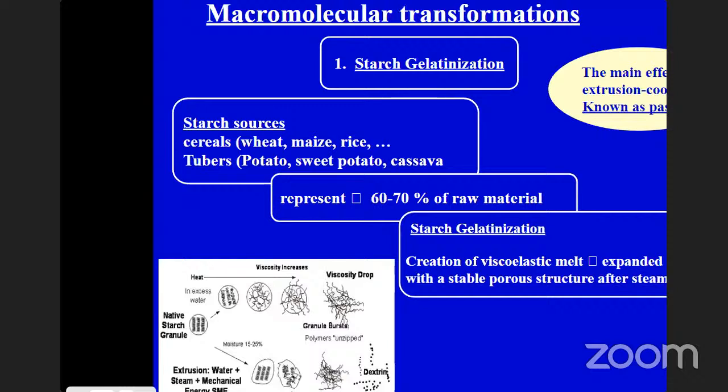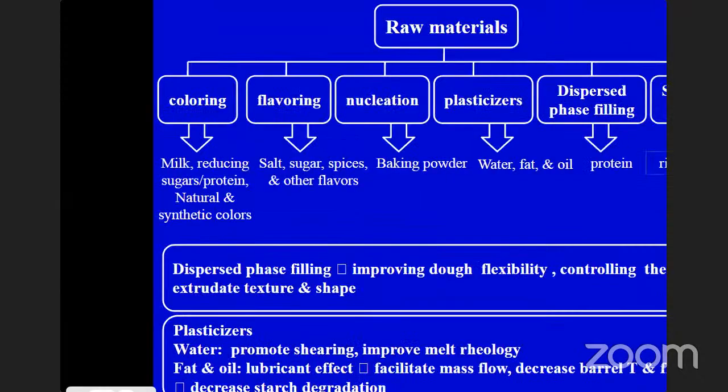Now I'll discuss the raw materials used to make different extruded products. There are different types of raw materials used to produce different kinds of food products by extrusion cooking, and they have different functions. For example, structure formers, which are rich in starch, like cereals such as wheat flour, maize, rice, cassava, and some tubers such as potato. These materials are the main ingredients used for extrusion cooking.